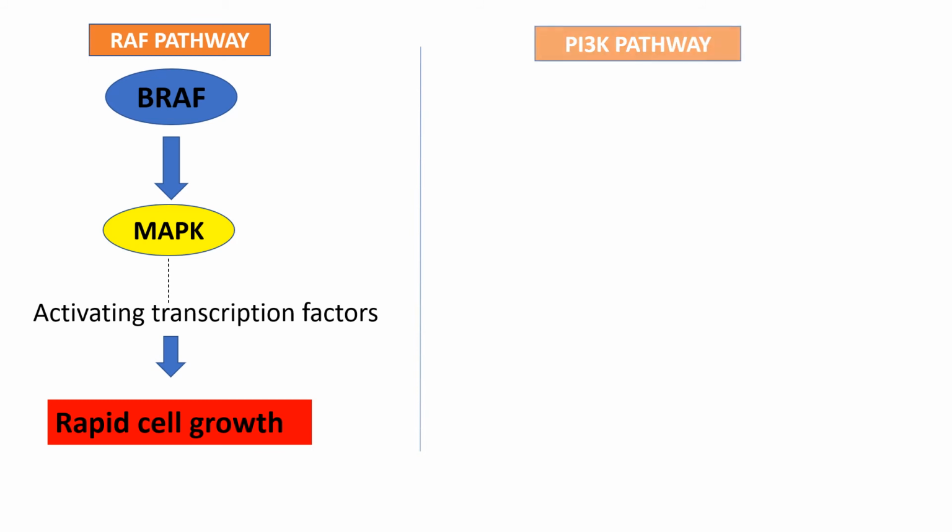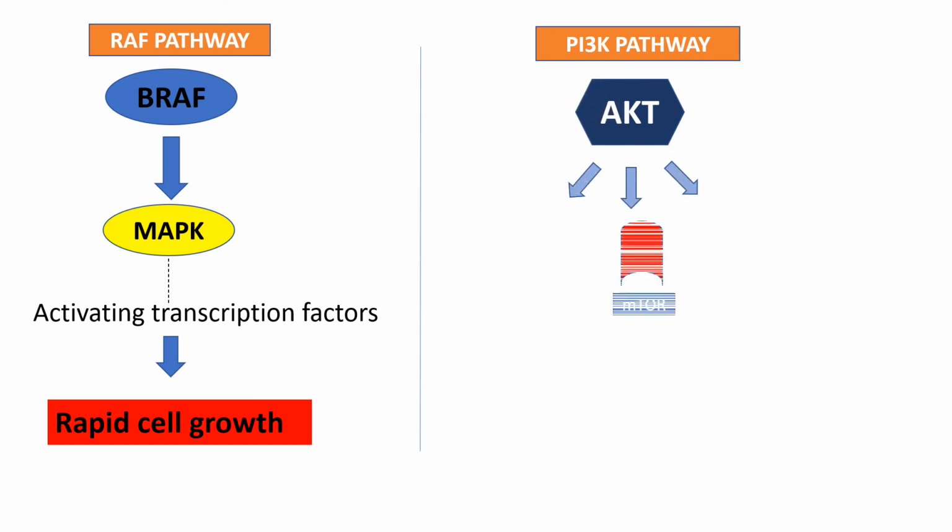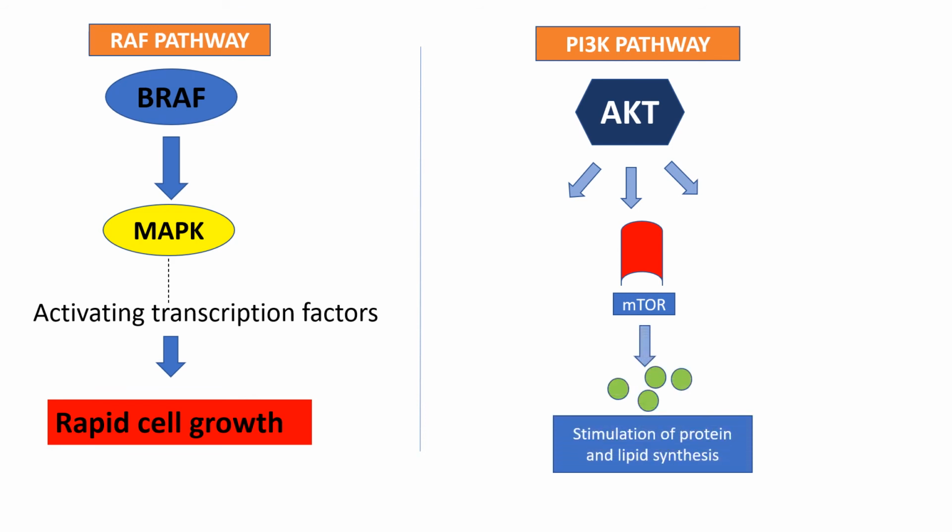On the other hand, the all-time activating PI3K pathway activates a cascade of serine or threonine kinase proteins like AKT. This AKT has three functions. The first function is that it activates mTOR, which is a sensor of cellular nutrient status. This leads to stimulation of protein and lipid synthesis. The second function is that it inhibits a protein called BAD. This BAD is a pro-apoptotic protein, hence no apoptosis takes place.